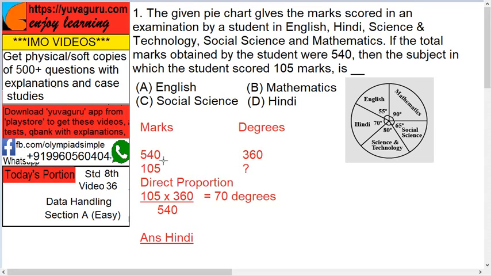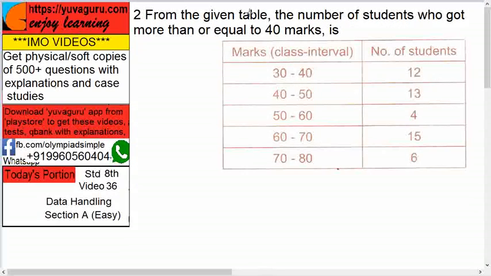I'll show you 105 into upper upon upper. So 105 into 360 upon 540. Solve this, you will get 70 degrees. Now which subject has 70 degrees? Hindi. So 105 marks are in Hindi. That's the answer.